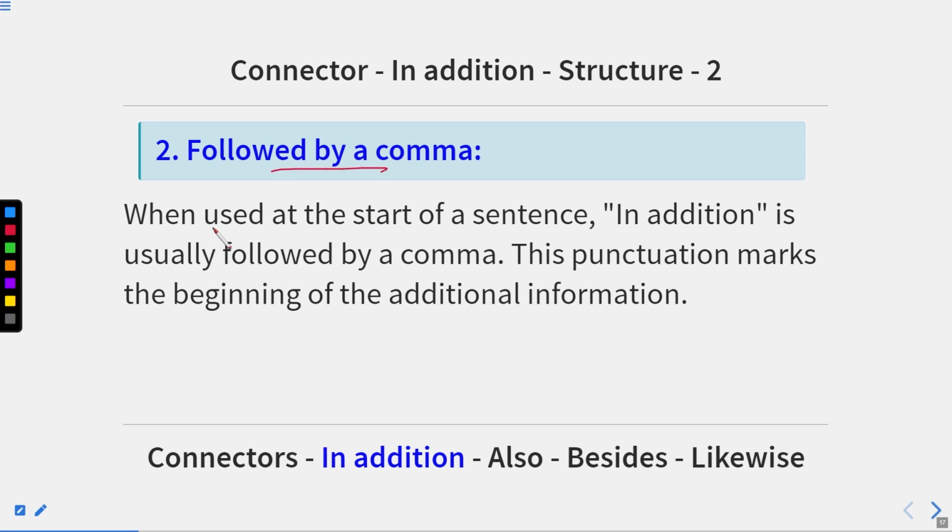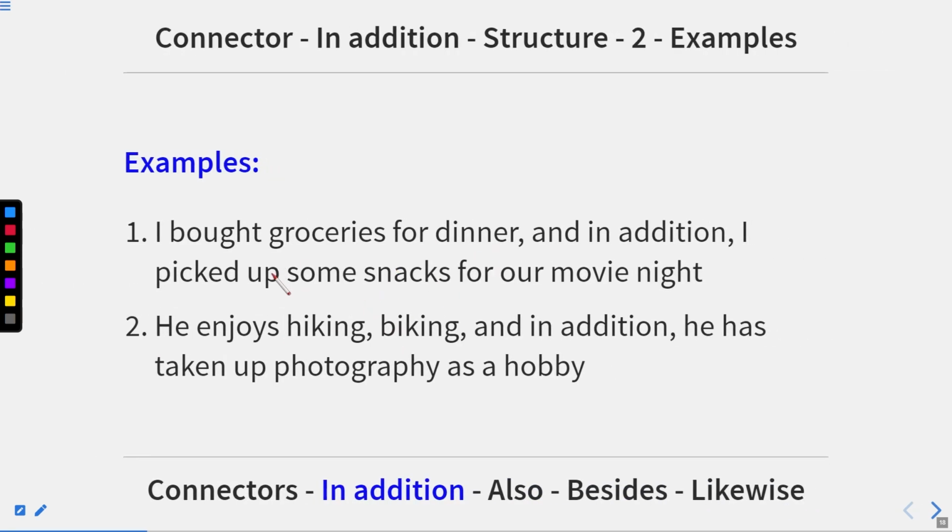Now connector followed by a comma. This is very important again. Whenever we use in addition to or in addition, they can have a comma after that. We have already seen it in our sentences, but here we are going to elaborate it. When used at the start of a sentence, in addition is usually followed by a comma. This punctuation marks the beginning of the additional information. So just to add that extra information, we add a comma after in addition, as you have already seen in the sentences, and we are going to present some more examples of it.